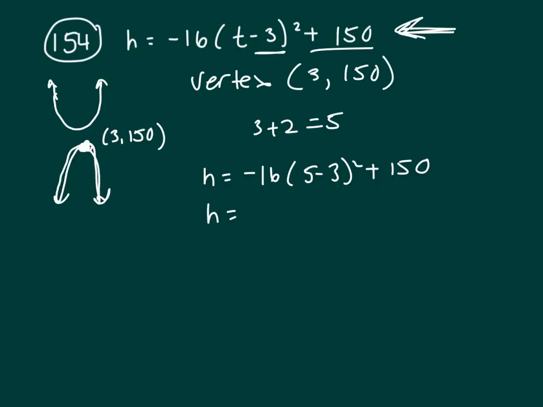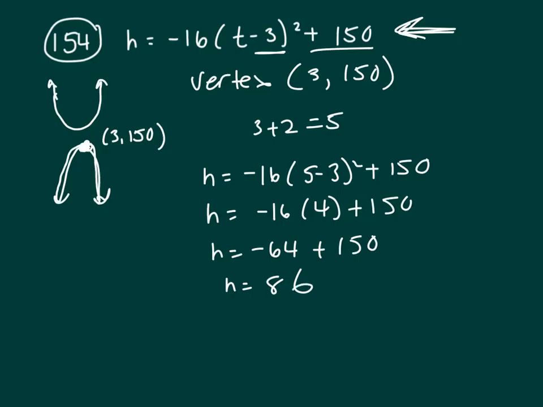So that's going to be the height equals negative 16 times, 5 minus 3 is 2. 2 squared is 4, plus 150. That's 4 times 16, that's 64. Negative 64 plus 150, that's 86. So your answer is B.